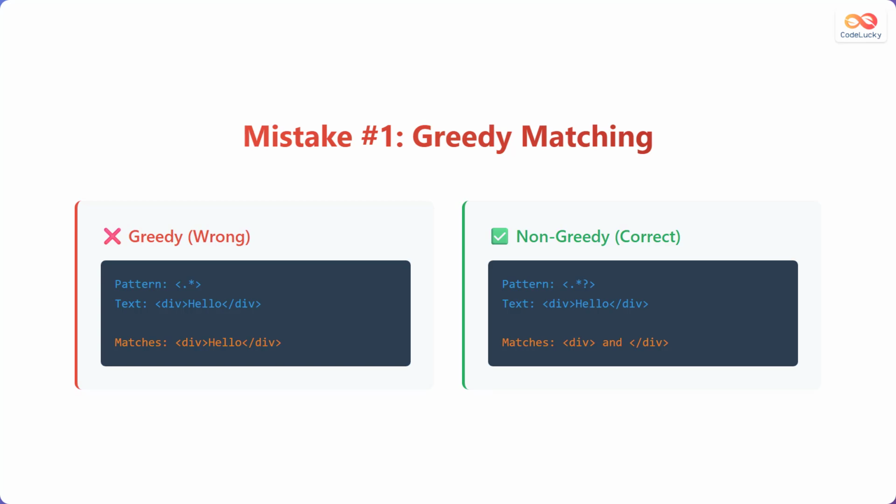Now, on the right, observe the pattern <.*?>. The question mark makes the quantifier non-greedy. When applied to the same text, it correctly matches <div> and </div> separately, which is the more appropriate behavior in many cases.